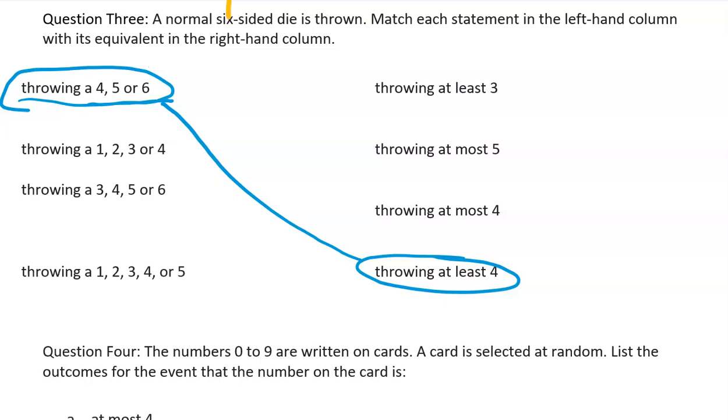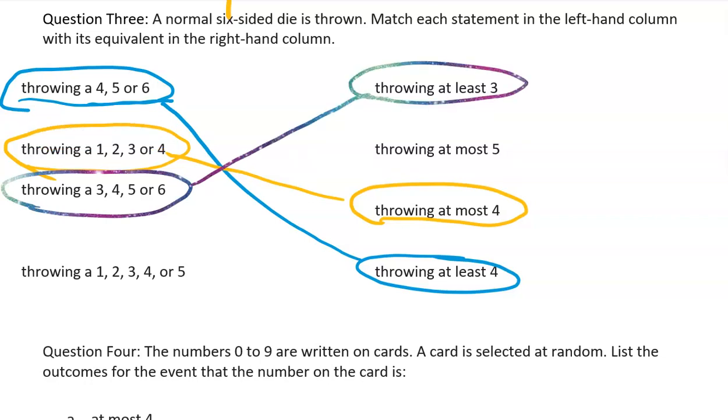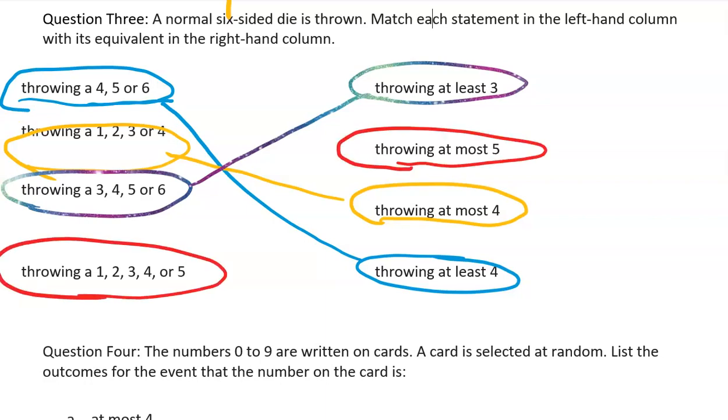Throwing a 1, 2, 3, or 4. Now, that could be described as throwing at most a 4. So it's going to link up with this one. A 1, 2, 3, or 4 is the same as at most throwing a 4. Alright, throwing a 3, 4, 5, or 6. Now that's at least a 3. So it's going to go with my at least a 3 one. And that leaves me with one more. Throwing a 1, 2, 3, 4, or 5 is throwing at most a 5.